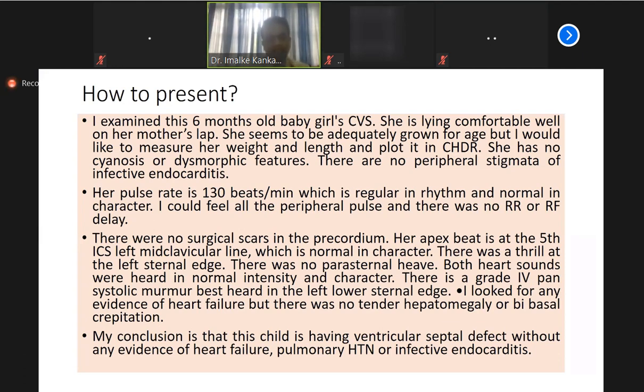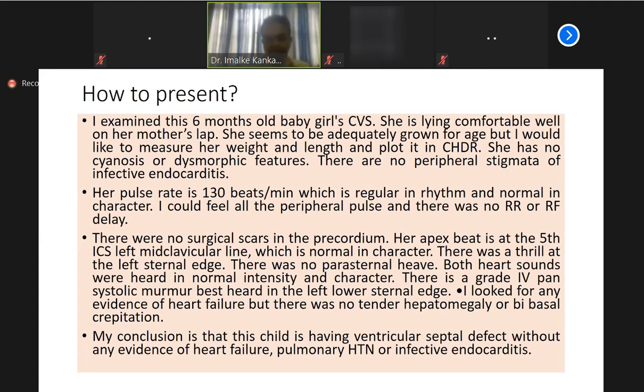So her pulse rate is 130 beats per minute, which is regular in rhythm and normal in character. I could feel all the peripheral pulses. So use different sentence types. And there was no radio-radial or radiofemoral delay. You may not appreciate it, and that's possible with this much of a high heart rate. There were no surgical scars in the precordium.